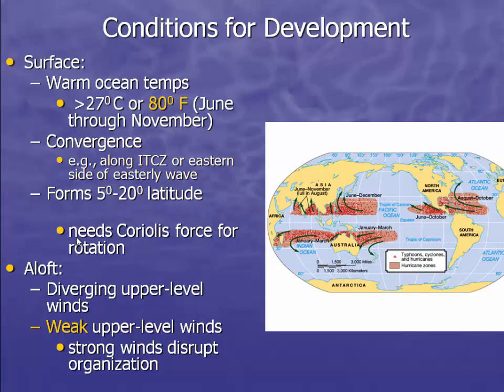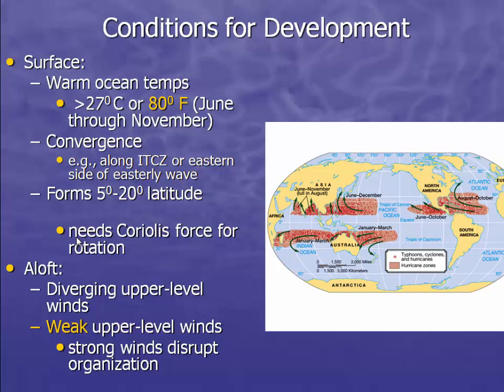Just like severe weather needed moisture, instability, lift, and wind shear, we must have certain conditions favorable for the development of tropical storms and hurricanes. In order to achieve a hurricane, it's pretty black and white. The water temperature must be at least 80 degrees Fahrenheit. If the water is not at least 80 degrees Fahrenheit, you will not get tropical cyclone or hurricane development.